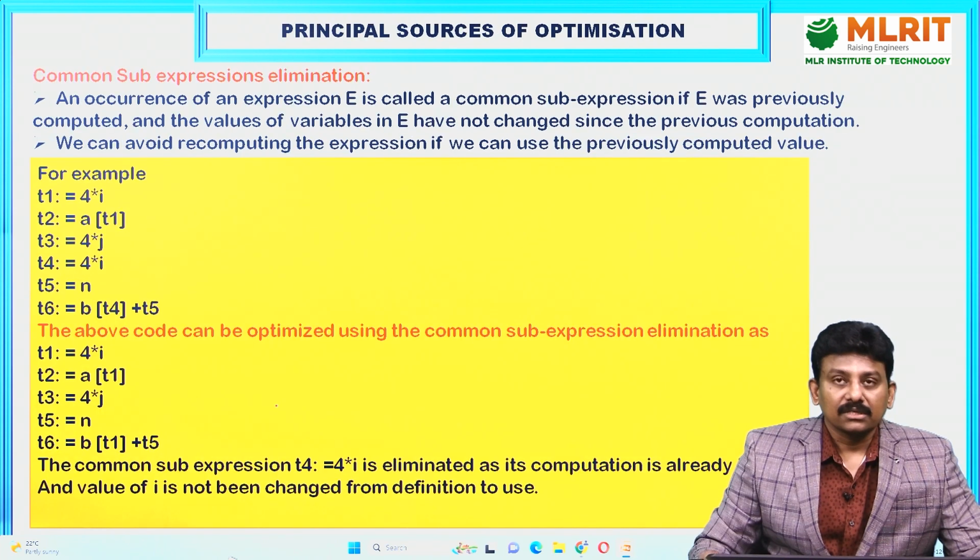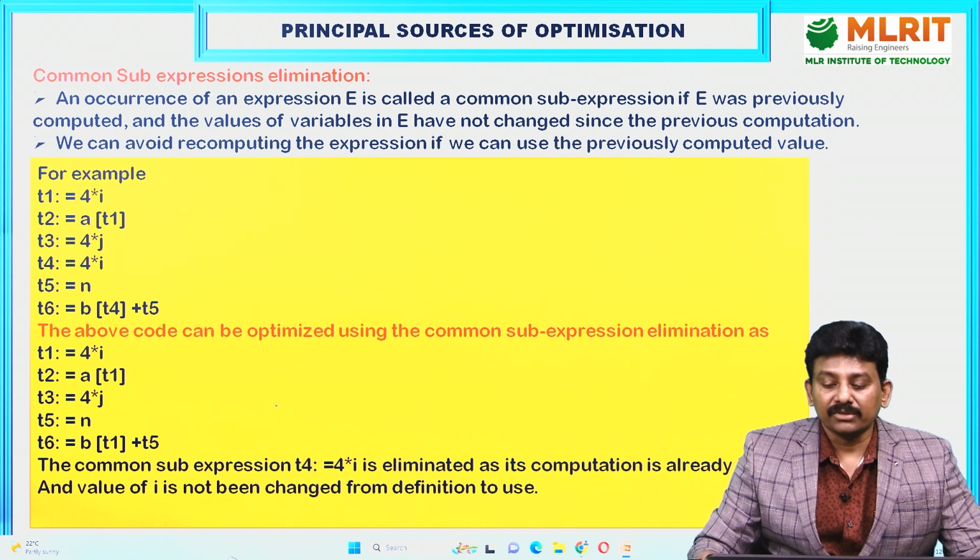Common sub-expression elimination, first type. An occurrence of an expression E is called common sub-expression if E was previously computed and the values of variables in E have not been changed since the previous computation. We can avoid recomputing the expression if we can use the previously computed value. Here, after the previous computation of the expression, if the variables of the expression are not changed, we can reuse the same result. No need to recompute the expression in further basic blocks.